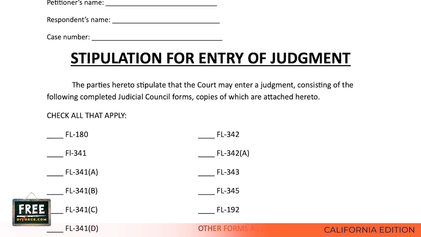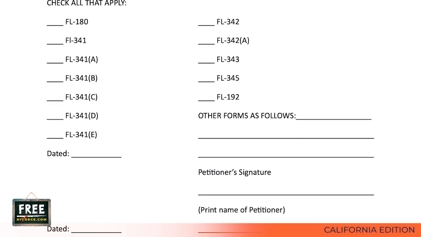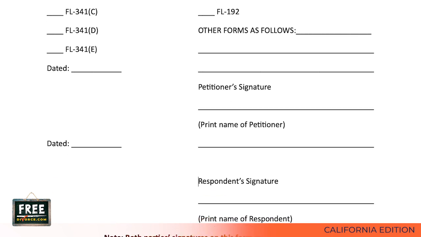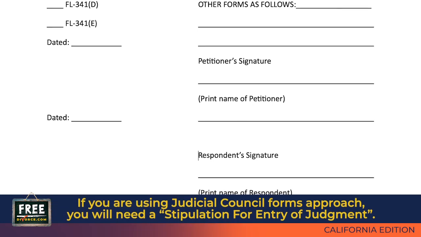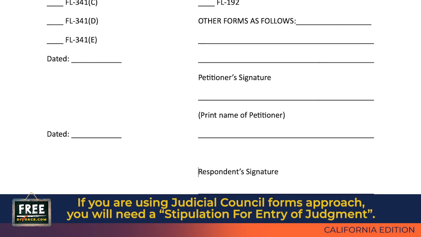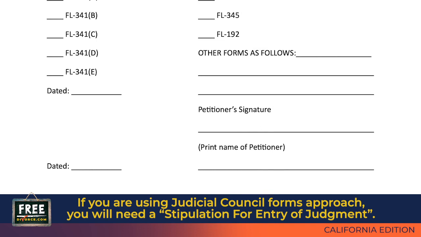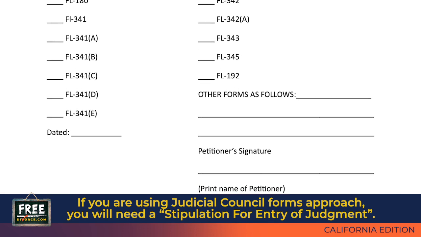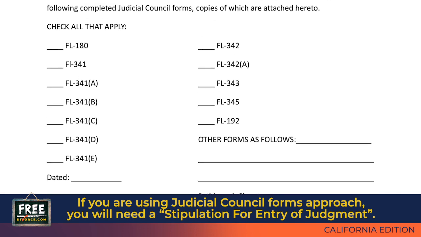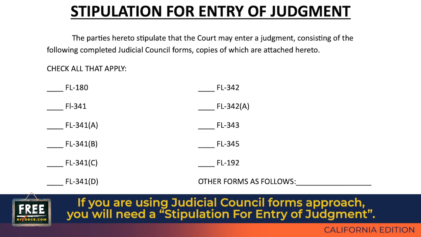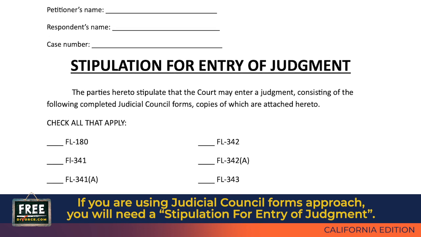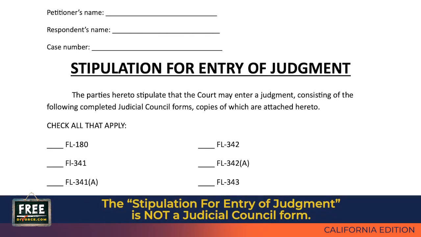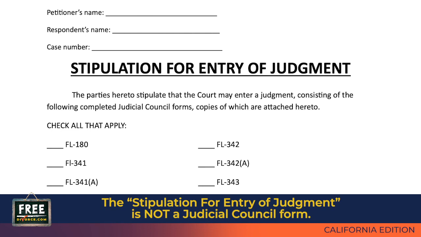If you're using the Marital Settlement Agreement approach for your judgment of dissolution, you do not need to use the Stipulation for Entry of Judgment form. However, if you are using the collection of Judicial Council forms approach for your judgment of dissolution, then you will also need a document that is signed by both parties that confirms that you both agree to all of the provisions set forth in all of the Judicial Council forms that are being attached to the judgment. There is no Judicial Council form called Stipulation for Entry of Judgment.